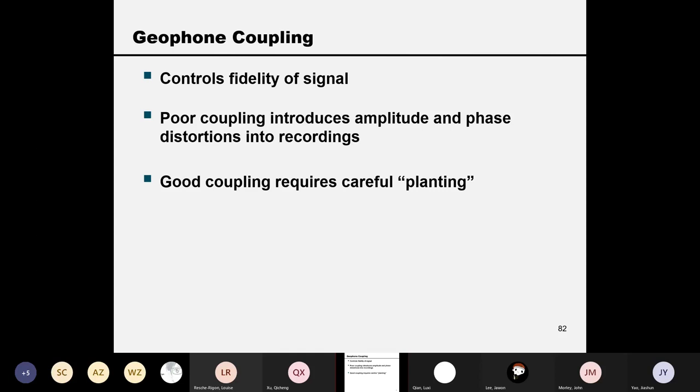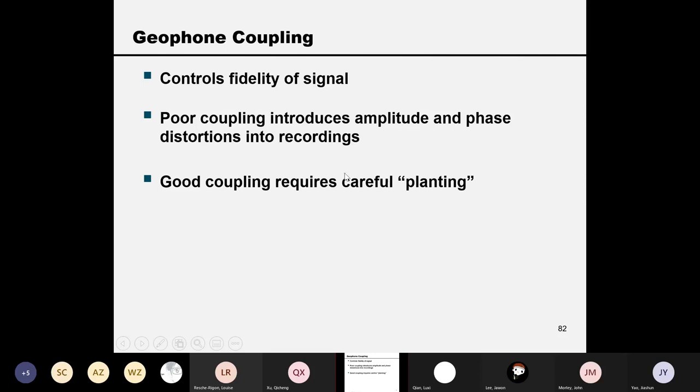Because this geophone has a coil inside, right? So if you damage that, the recording instrument knows immediately you damaged some phone. That's really big trouble. Okay, you need to plant carefully into the soil. So poor coupling will introduce amplitude and phase distortion, and they can know that. Good coupling requires careful planting. Okay, here's a planting here.